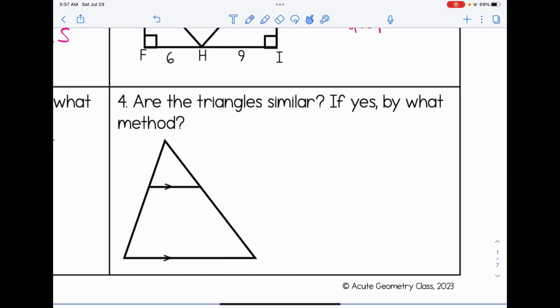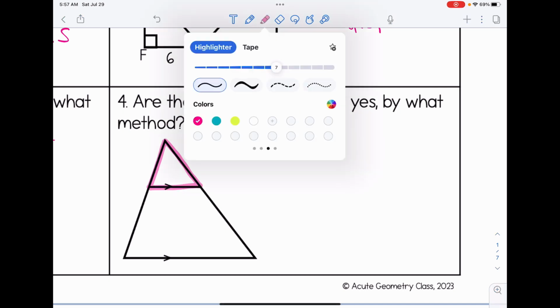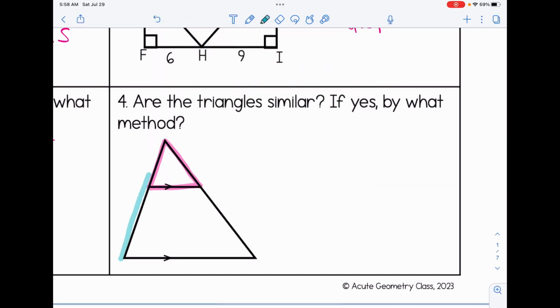All right, and number 4, are the triangles similar? And if yes, by what method? So same directions as the other questions. There are two triangles here, so let's take note of that. And they're kind of overlapping. So here's one triangle, and then in blue, I'm highlighting the other, just so we can focus on what we're looking at. Well, these angles in the bottom left, or I could pick the ones in the bottom right of each triangle, those are congruent to one another because those are what's called corresponding angles.